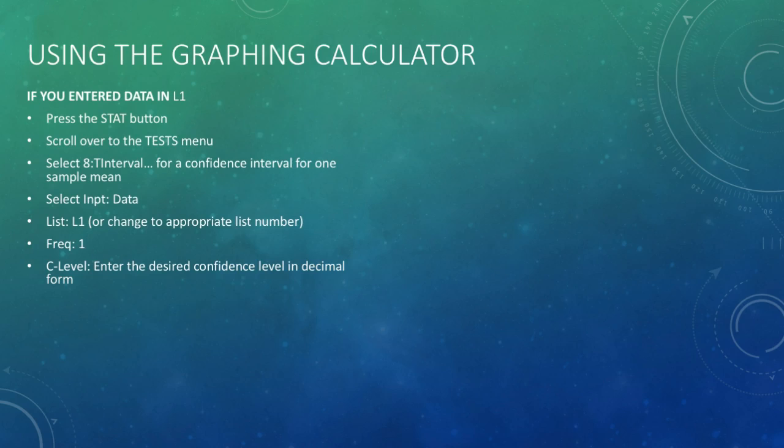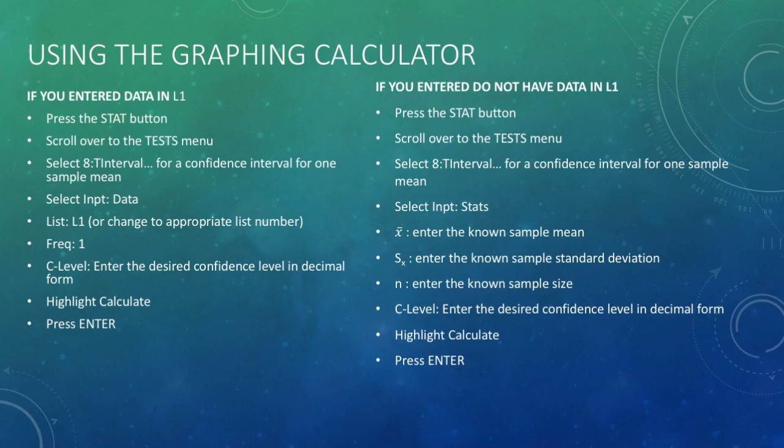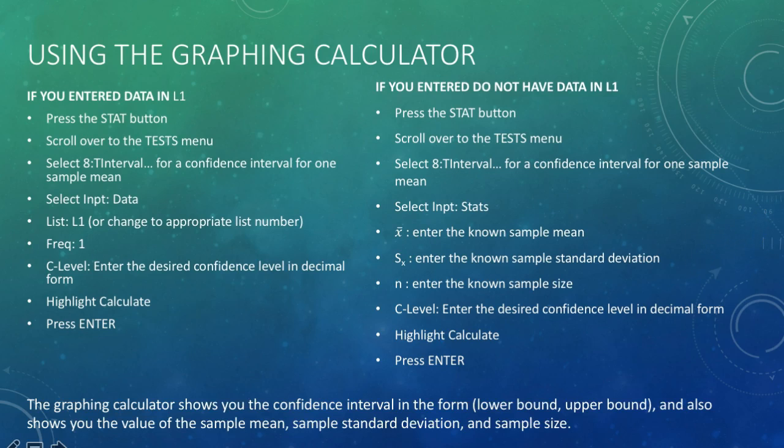The C level is your confidence level. You want to just enter that percentage as a decimal, and you highlight calculate, press enter, and it gives you the answers. If you don't have the data in list 1, it's mostly the same steps, except your input is stats instead, and you type in what you know is your sample mean, you type in what you know is your sample standard deviation, and you type in your sample size and press enter. The answer is given to you similar to with the p-values. The graphing calculator shows you lower bound, comma, upper bound at the top, and it'll also give you the sample mean and standard deviation and sample size printed underneath it.